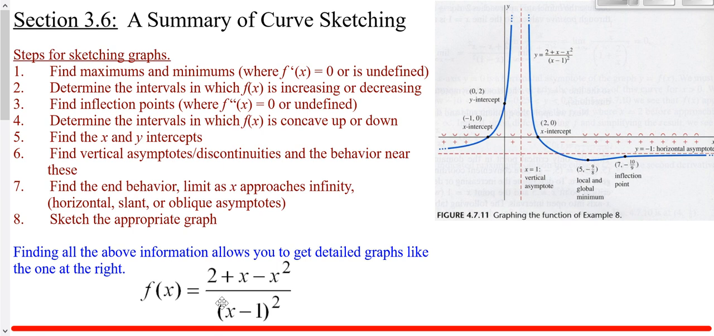End behavior is what happens when you go far to the right and far to the left. Does it level off at a horizontal line, which would be a horizontal asymptote, or does it have a slant asymptote or an oblique asymptote? Using all that information, you can then get a fairly accurate graph of what's going on. So if you did an accurate graph of this with all that information up there, you would get what we have over here on the right.